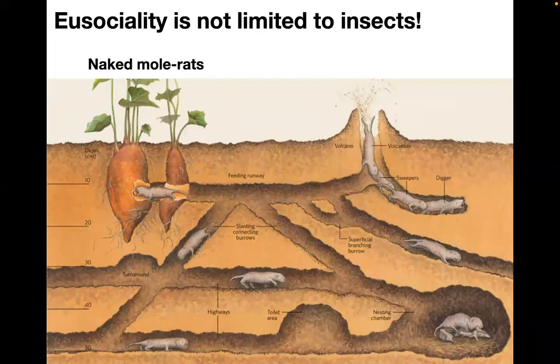And people have been studying how this works. And what happens is if you remove the queen from a colony, one of the non-reproducing females will take over and take on the morphology and hormonal phenotype of a queen and become sexually active, and then suppress the others.